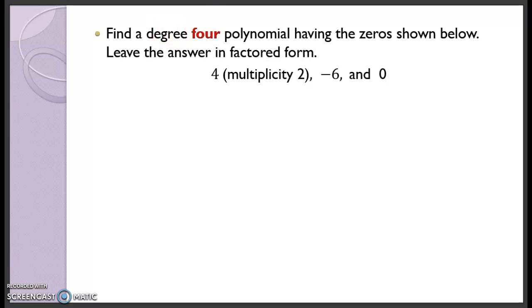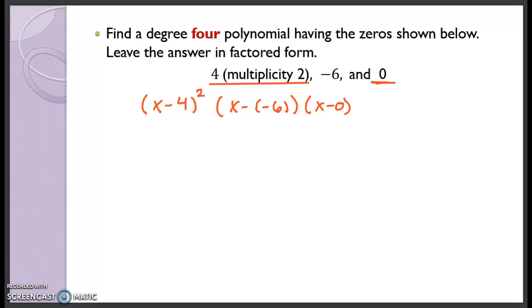Okay, so let's take a look at this problem. This problem's a little bit different because we have a factor or a 0 that has multiplicity 2. So remember, if 4 is a 0, then x minus 4 is a factor, right? But it has multiplicity 2, so that factor happens 2 times. And then we're going to have x minus negative 6 as a factor. And then x minus 0, don't forget that x minus 0. 0 is still a 0.